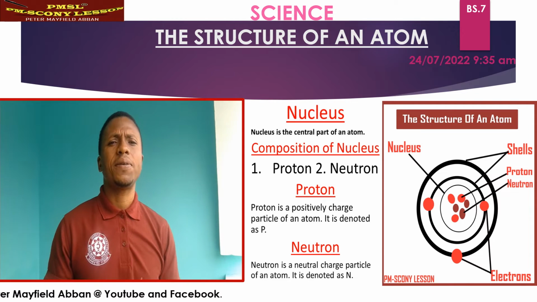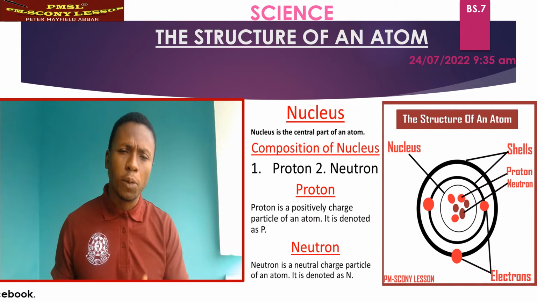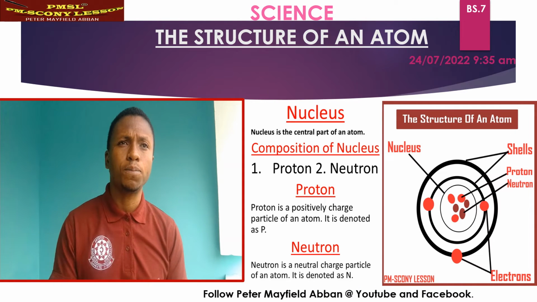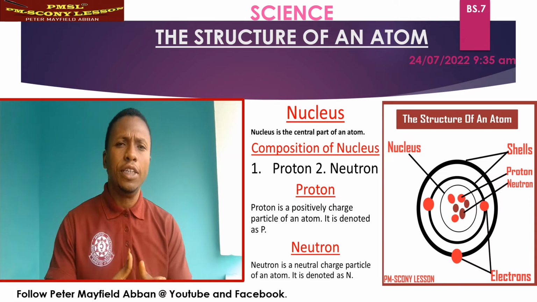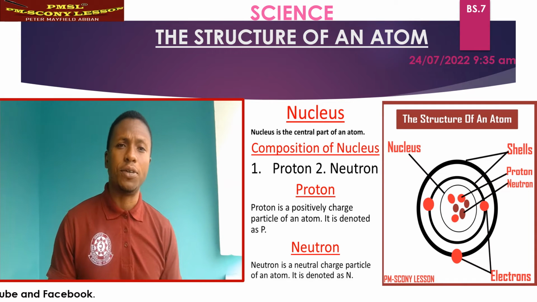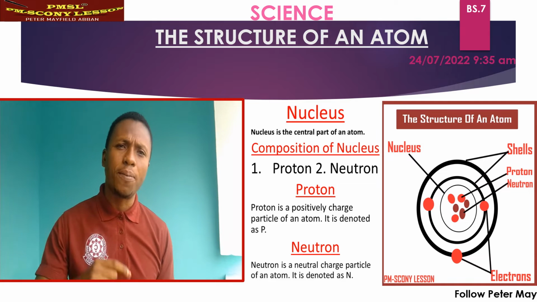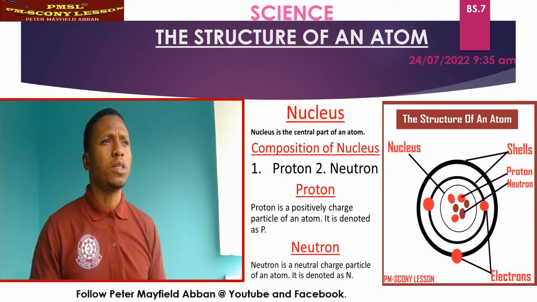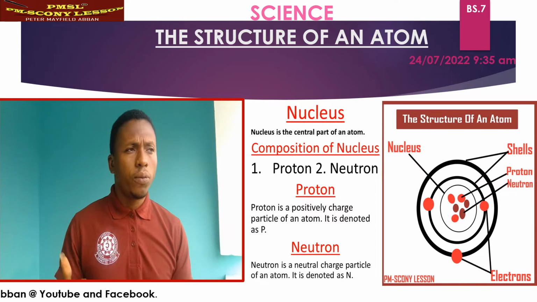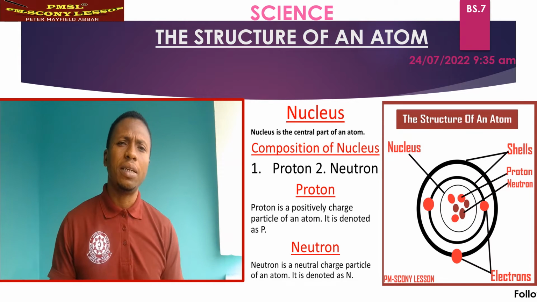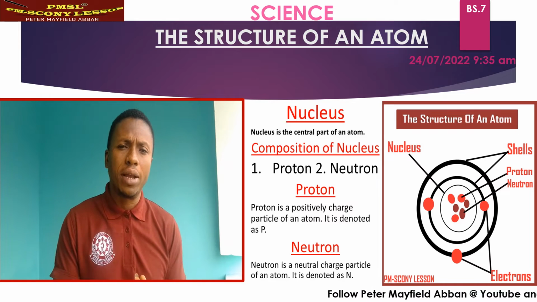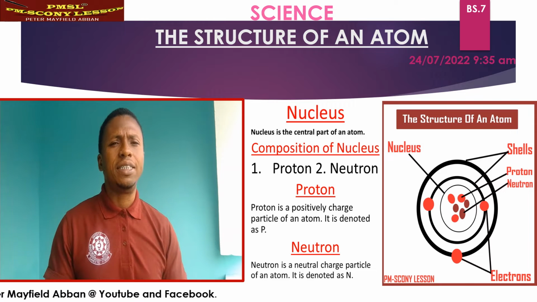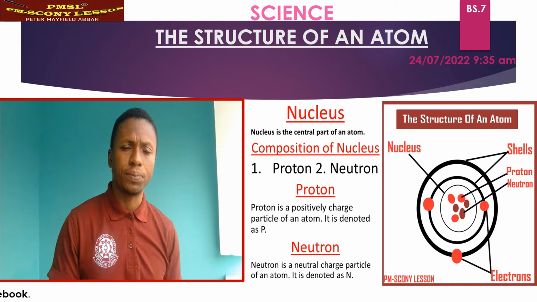That is it. These are the subatomic particles of an atom. As I mentioned earlier, they are protons, neutrons, and electrons. These three are the subatomic particles of an atom. We go on to what we call shell. The shells are the energy levels or the rings around the nucleus of an atom. The shells determine the energy levels of an atom.